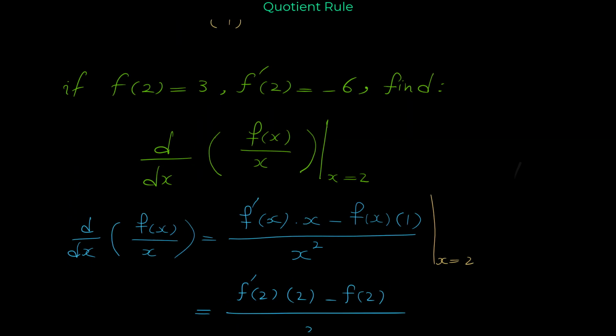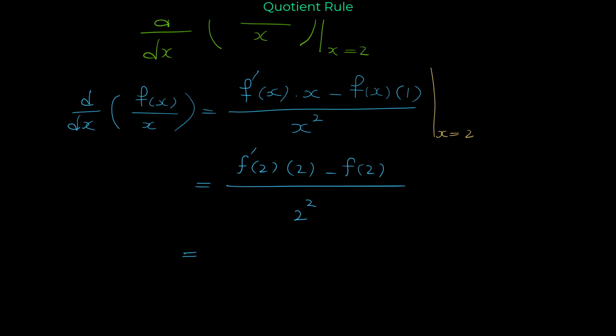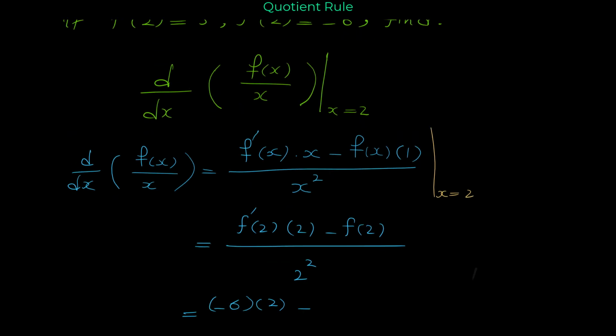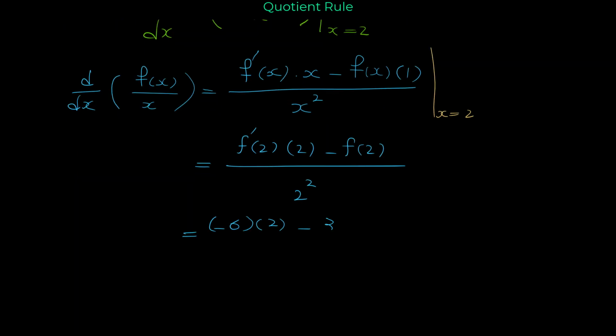What was f prime of 2? F prime of 2 is given as negative 6. So we have negative 6 times 2 minus f of 2. F of 2 is given as 3, minus 3, all over 2 to the 2, or 4. Negative 6 times 2 is negative 12, minus 3 is negative 15, over 4. So the answer is negative 15 over 4.